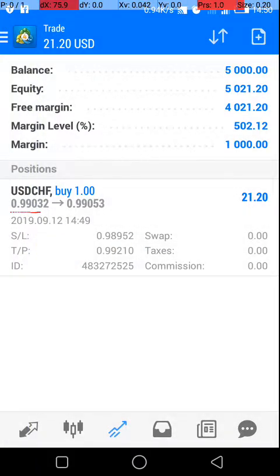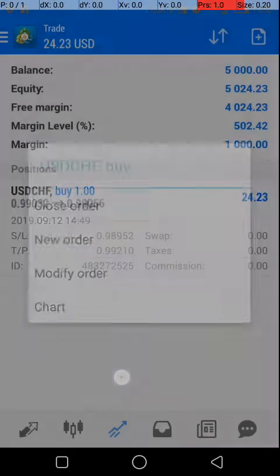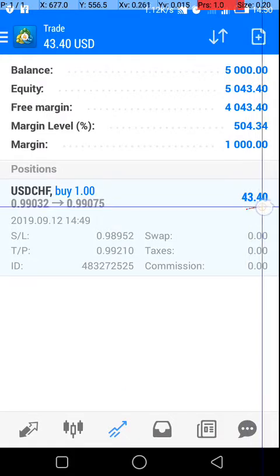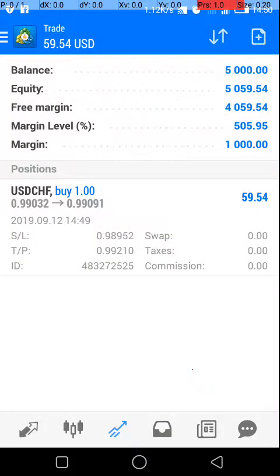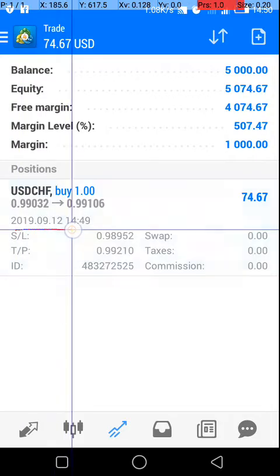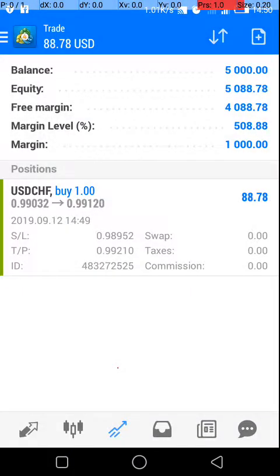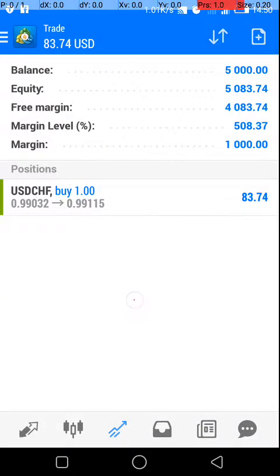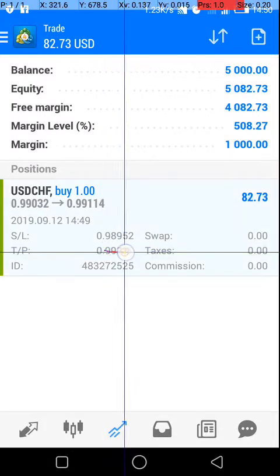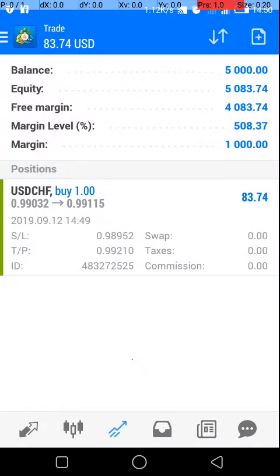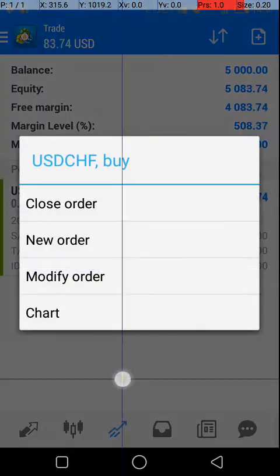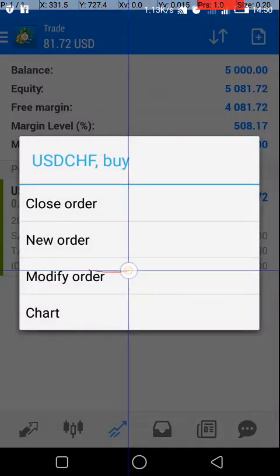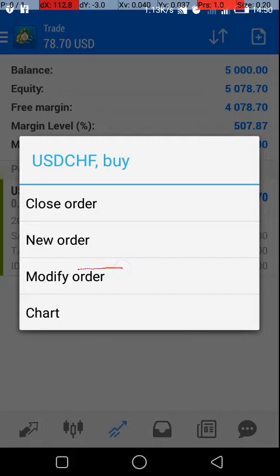this is where you enter, this is where the market is at, this is your profit or loss of the current trade, this is the date and time you opened the position, this is your stop loss, this is your take profit, and this is the ID, the transaction number of your transaction. There are a lot of transactions, so you have to identify your number.